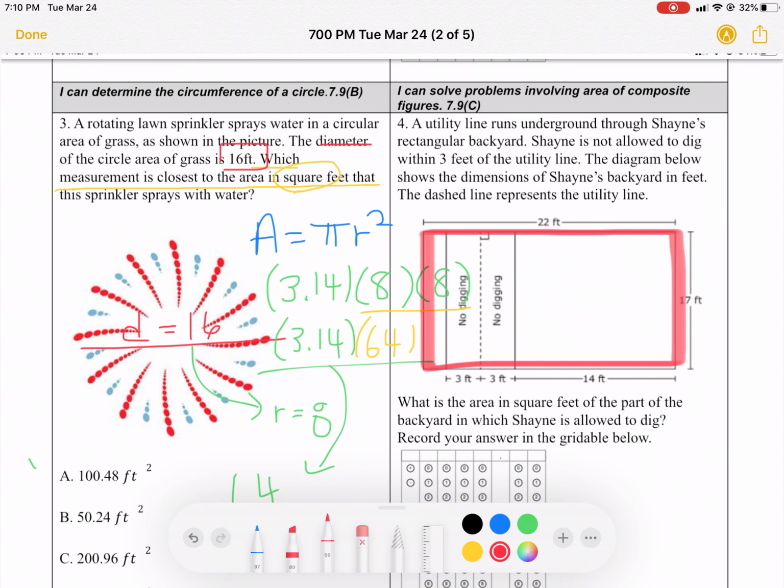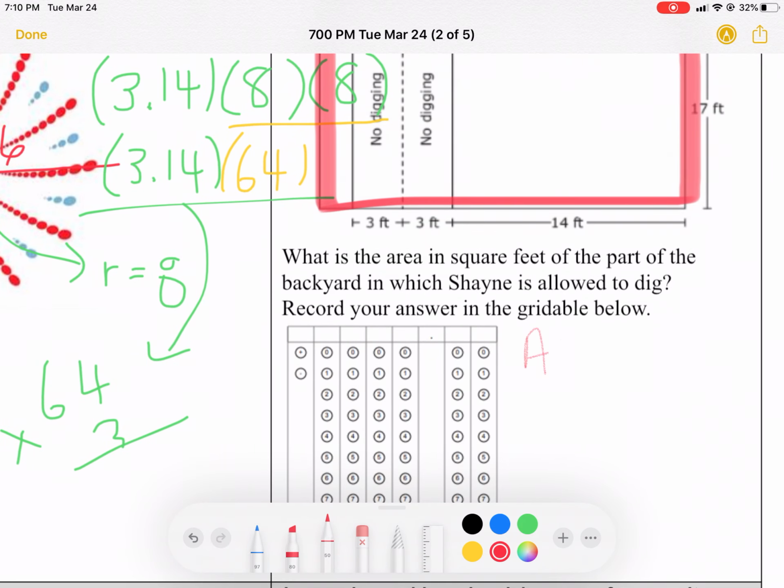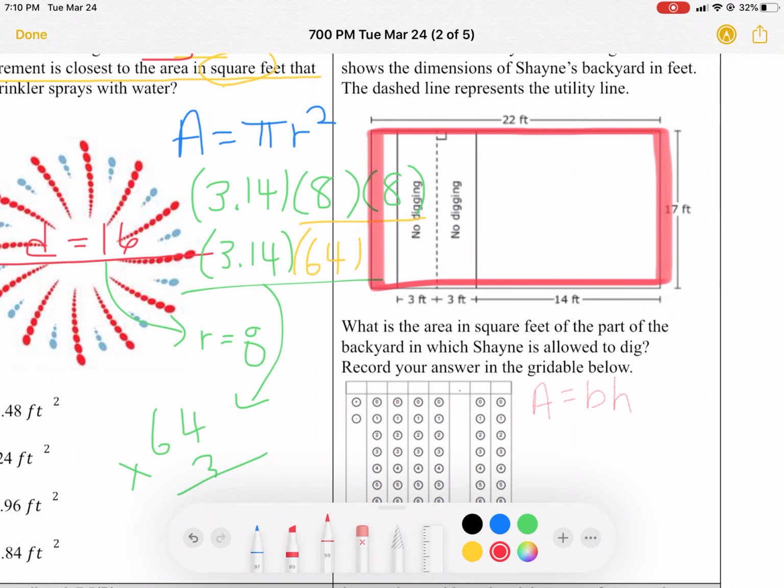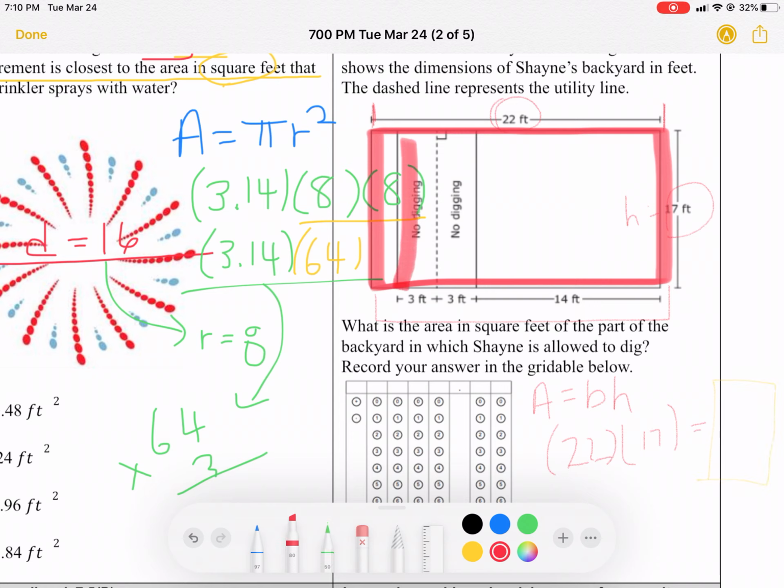Okay, since it's a rectangle, I'm gonna have to put A equals base times height. My base, you're looking here, I'm like, I don't know, so it's 20, no it's not, it's actually 22. Should go from the very beginning to the very end. So 22 times the height, which is 17. Okay, I'm gonna have to find that first, and whatever that is, I'm gonna have to subtract the area of the no digging part.